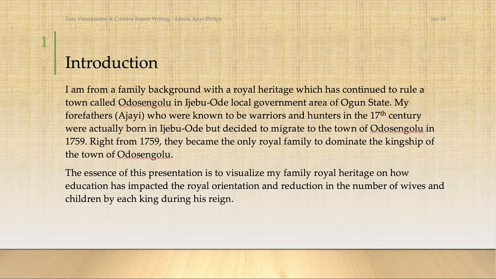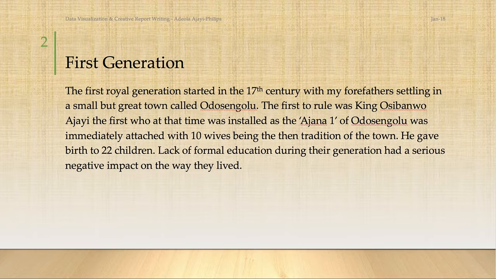Now, the essence of this presentation is to visualize my family's royal heritage, on how education has impacted the royal orientation and reduction in the number of wives and children of each king during their reign. So, first generation, which started in the 17th century in a small town, because they were the first set of people to settle there.